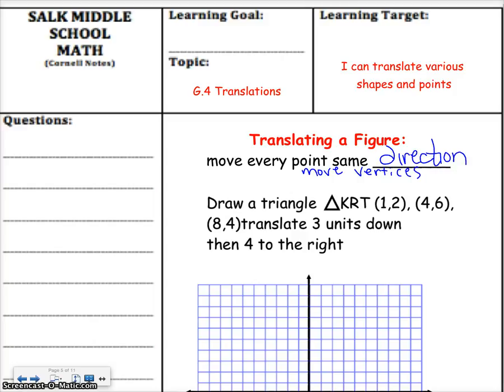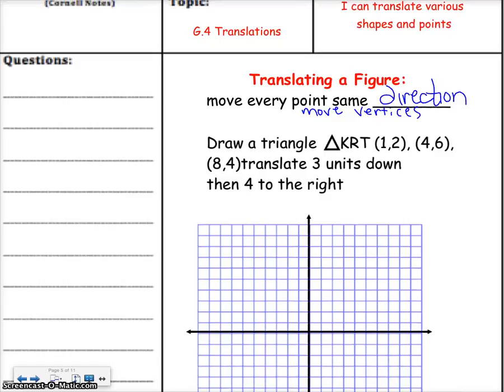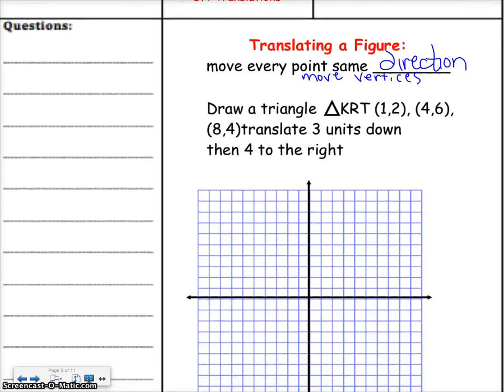Okay? For example, let's draw a triangle KRT with the points (1, 2), (4, 6), (8, 4). And then after we draw it, I'm going to translate, move it, 3 units down and 4 to the right. So the first thing you want to do is actually draw it.